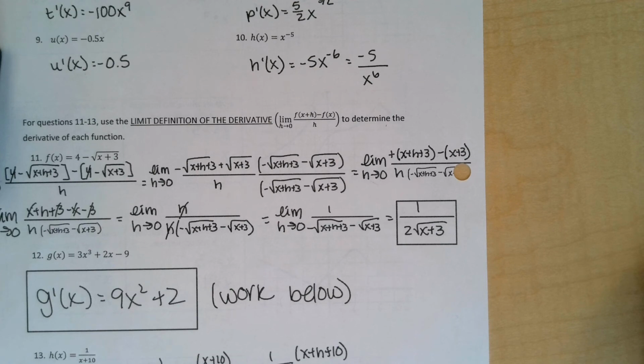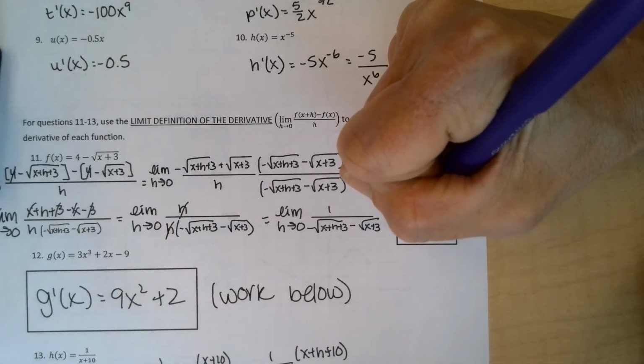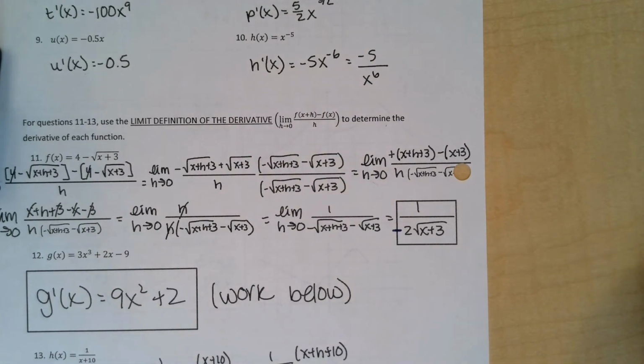When I stick 0 in for h here, I don't get... I think there should be a negative here. What do you think? Because it's negative minus another negative. It's my square root of x plus 3, right? I think that this needs a negative in front. I think she dropped her negative here. Okay? It's not okay.